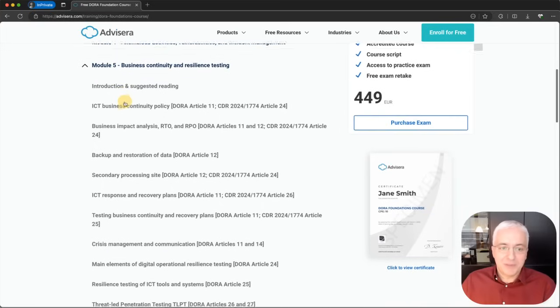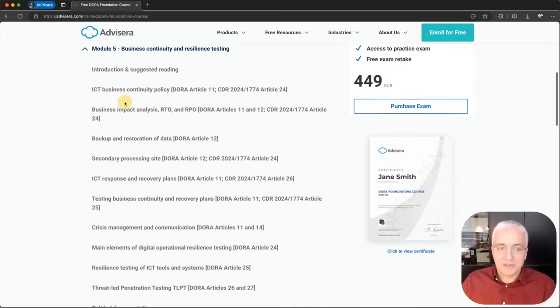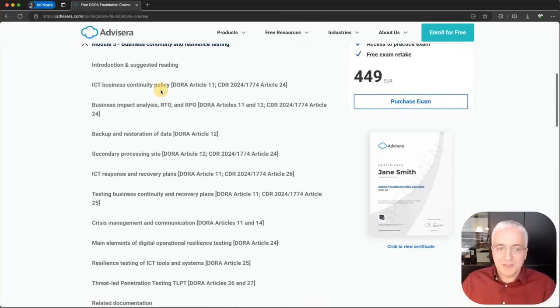This is about business continuity and resilience. So starting with the top-level ICT business continuity policy, business impact analysis, RTOs, RPOs, backup and restoration, secondary processing site, ICT response and recovery plans, testing business continuity and recovery plans, crisis management, main elements of digital operational resilience testing, resilience testing of ICT tools and systems, and finally threat-led penetration testing or TLPT.